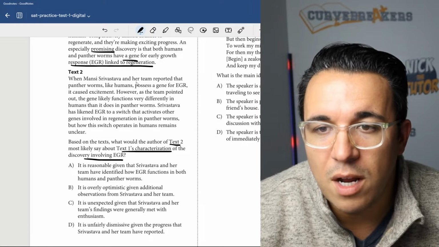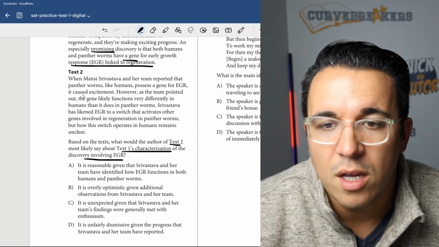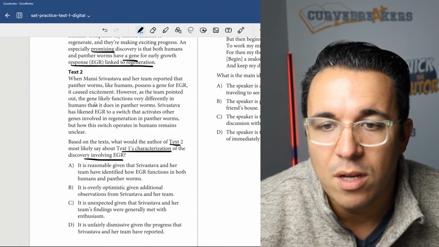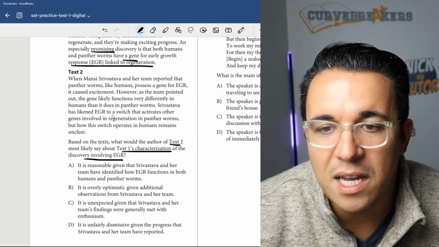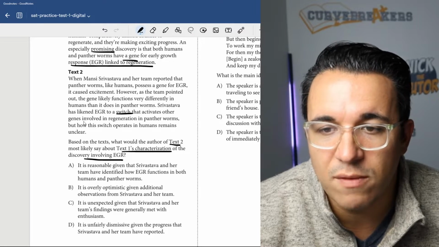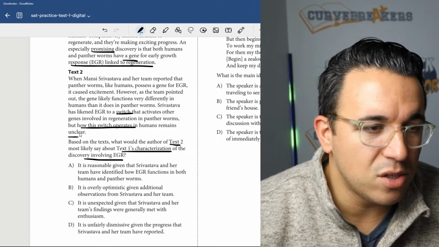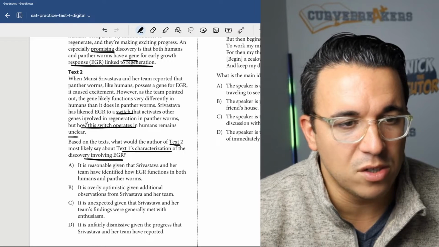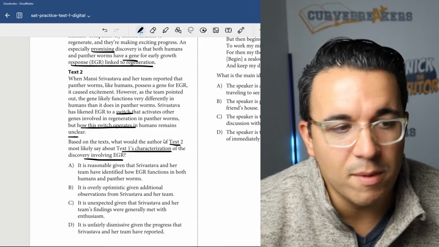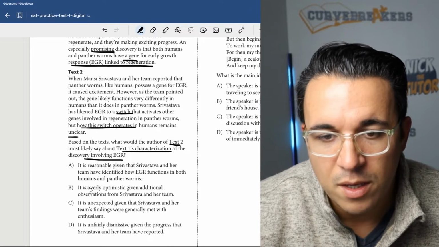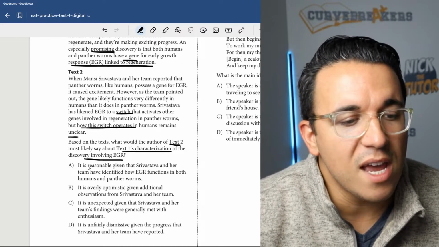When Mancy whatever and her team reported that panther worms, like humans, possess a gene for EGR, it caused excitement. However, as the team pointed out, the gene likely functions very differently in humans than it does in panther worms. S has likened EGR to a switch that activates other genes involved in panther worms, but how this switch operates in humans remains unclear. So second passage is like calling into question what the first passage is concluding. It's saying it could be good, but I would maybe slow your roll a little bit, passage 1. So what would passage 2, so we always want to remember the question, right? What would passage 2 say about passage 1, right?